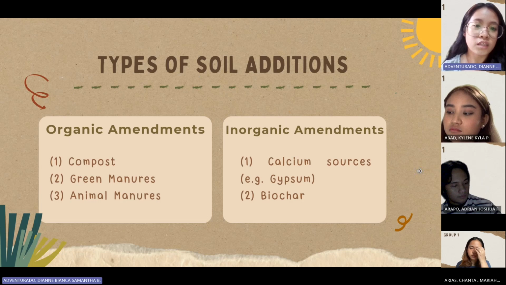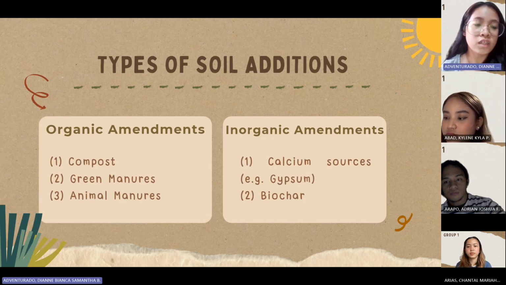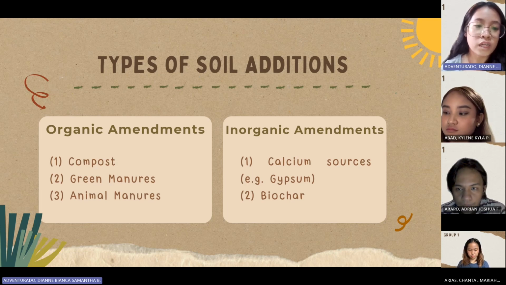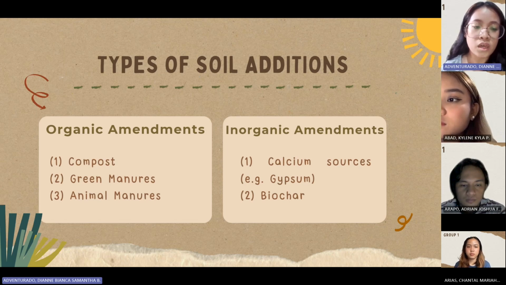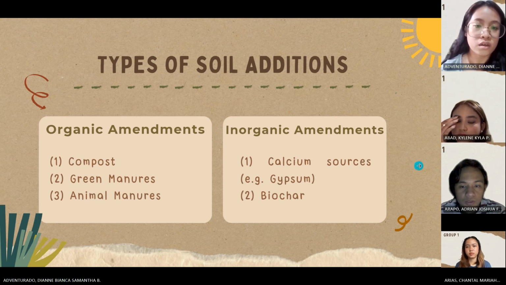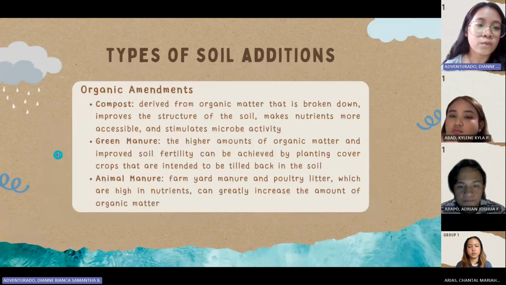Next is the types of soil additions. There are two: organic amendments and inorganic amendments. For organic amendments, there are three, which are compost, green manures, and animal manures. For inorganic amendments, there are two classifications: calcium sources, for example gypsum, and biochar. So for organic amendments, again, there are three.